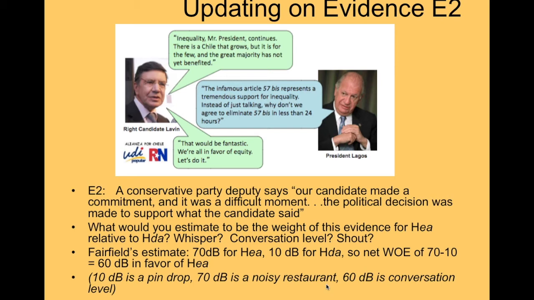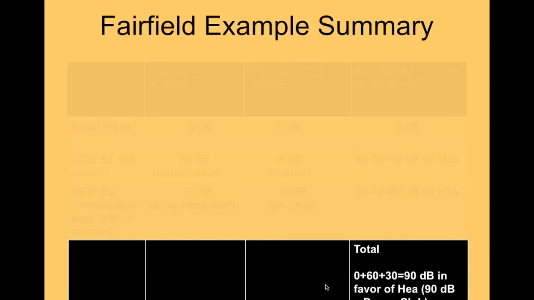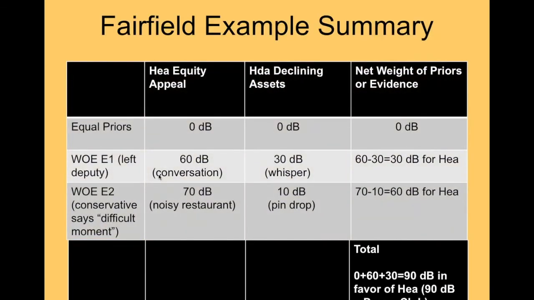This is very strong evidence for the equity appeal, right? Now, if we just sum up this evidence, we started with a prior of 0 decibels. We're not favoring one hypothesis or the other. We're giving them an equal likelihood as our prior. The weight of evidence for piece of evidence 1 is 60 minus 30, or 30 decibels in favor of equity appeal. The weight of evidence 2 is 70 minus 10, or 60 in favor of equity appeal.